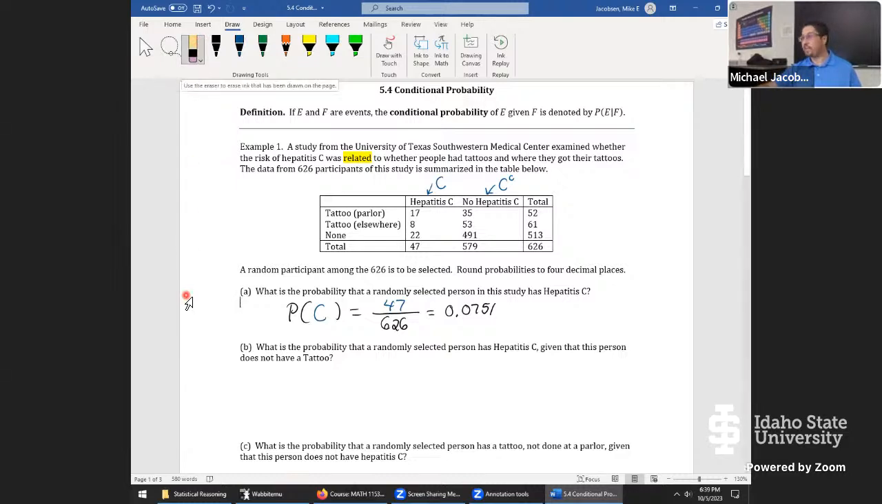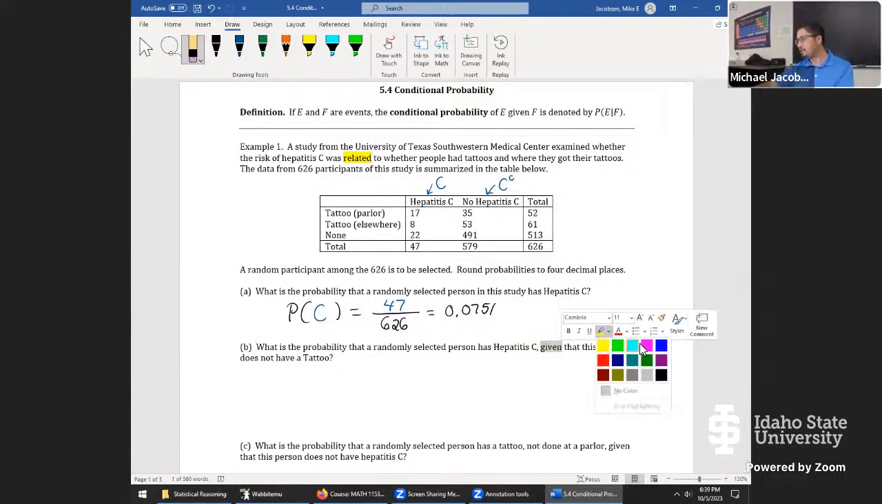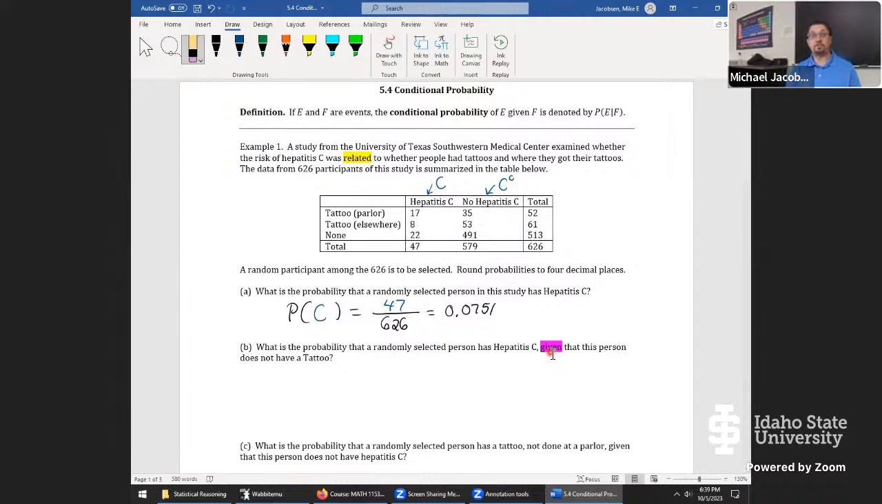Now, part B is finally quite a bit different. Here's where we will use the definition. But first, let's read through part B and just see what it's asking. They ask us, what is the probability that a randomly selected person has hepatitis C, given that this person does not have a tattoo? That word there is a massive buzzword. They don't always use it to indicate conditional probability. But if you see "given that" put in there, it probably is talking about conditional probability.